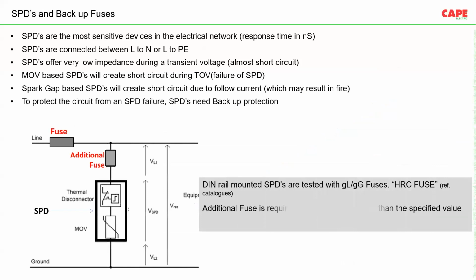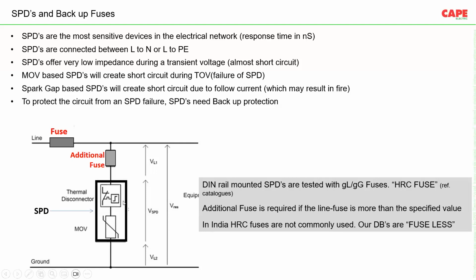The second issue, the second problem we discussed in the case of SPDs, was the use of a backup fuse. Now, SPDs are, as discussed, one of the most sensitive devices in the electrical network. It has a response time in nanoseconds. Again, it is connected between line to neutral and line to PE. During SPD operation, it offers a very low impedance, almost like a short circuit. Just imagine we have connected an SPD as shown in the diagram. After the end of life of the SPD, let's say 5, 6, 8 years later, the SPD has failed.